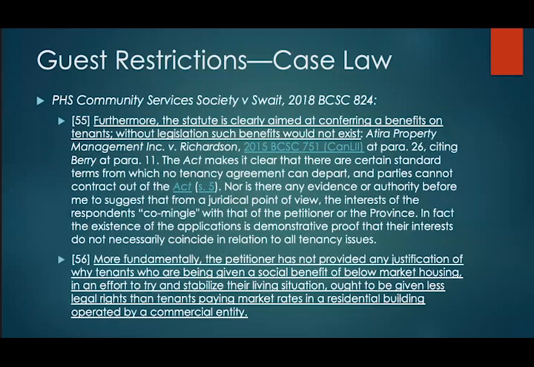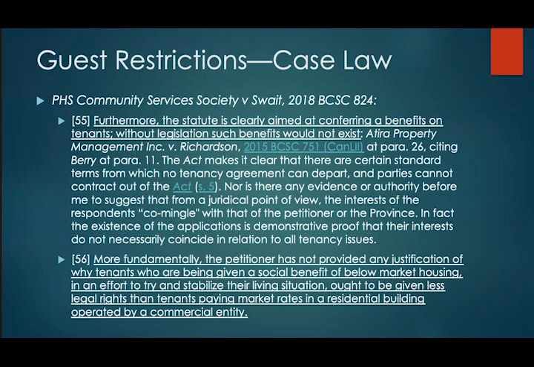And then it was further discussed in the PHS and Swate case, where the judge confirmed the Attira decision. And this judge said, at paragraph 56, I have it underlined, she acknowledged something really important, where she said the petitioner, and in this case the petitioner was the landlord, had not provided any justification of why tenants who are being given a social benefit of below market housing in an effort to try and stabilize their living situation ought to be given less legal rights than tenants paying market rates in a residential building operated by a commercial entity.